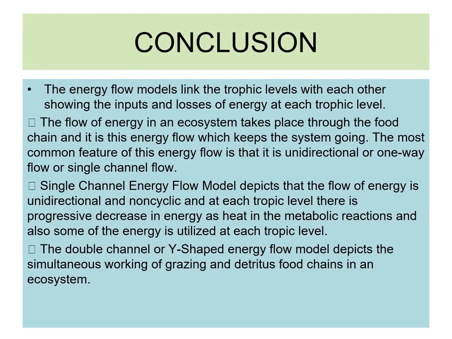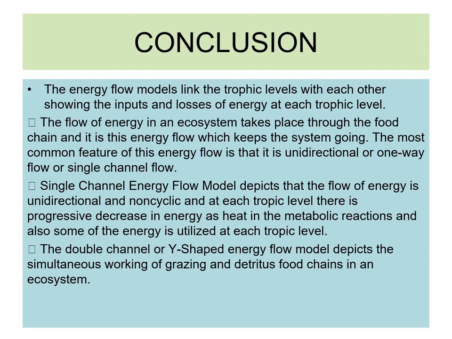So the energy flow model links the trophic levels with each other, showing the inputs and the losses of energy at each trophic level. The flow of energy in the ecosystem takes place through the food chain, and it is the energy flow which keeps the ecosystem going. The most common feature of this energy flow is that it is unidirectional, and a single flow channel is shown by it. The single flow channel energy model depicts that the flow of energy is unidirectional and non-cyclic, and at each trophic level it decreases.